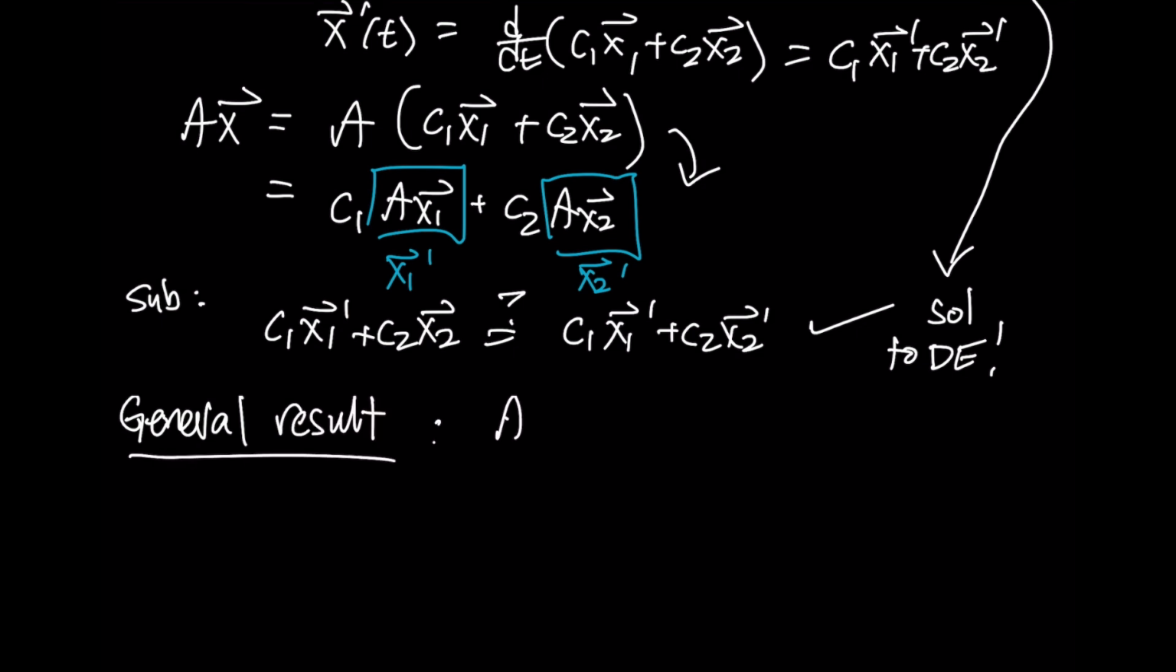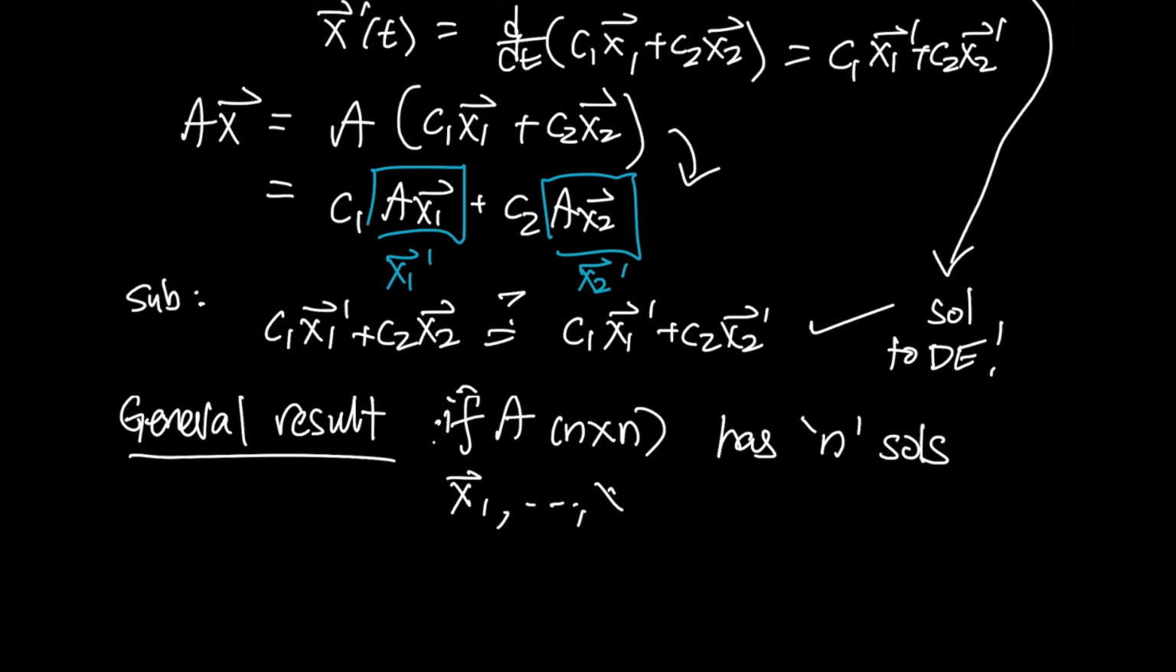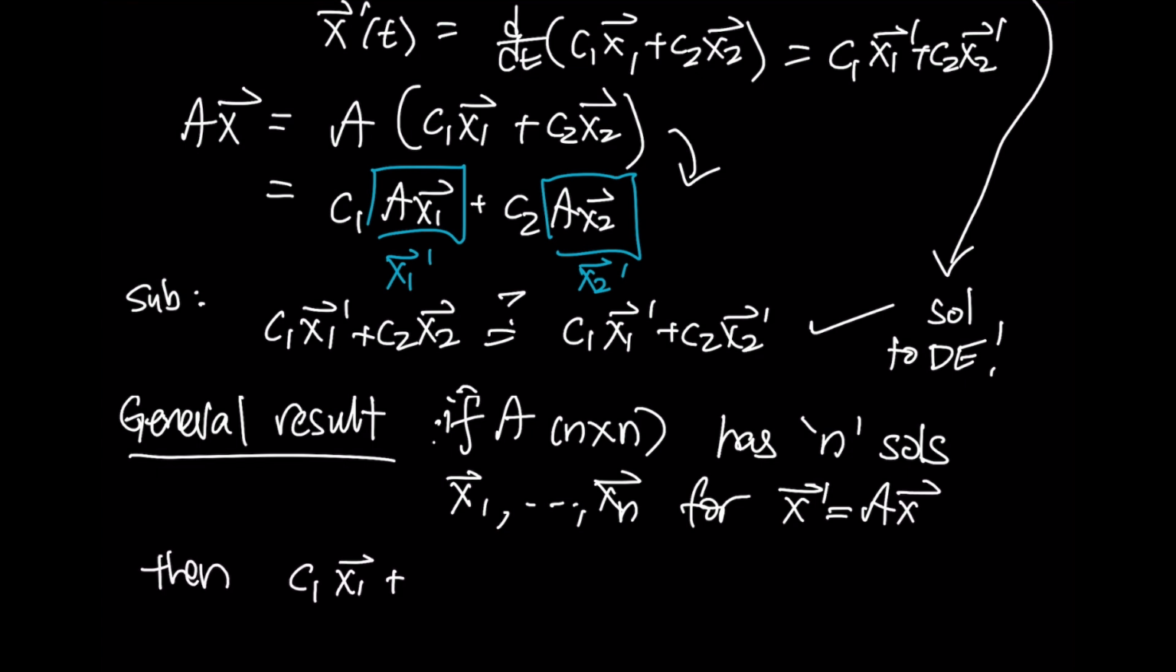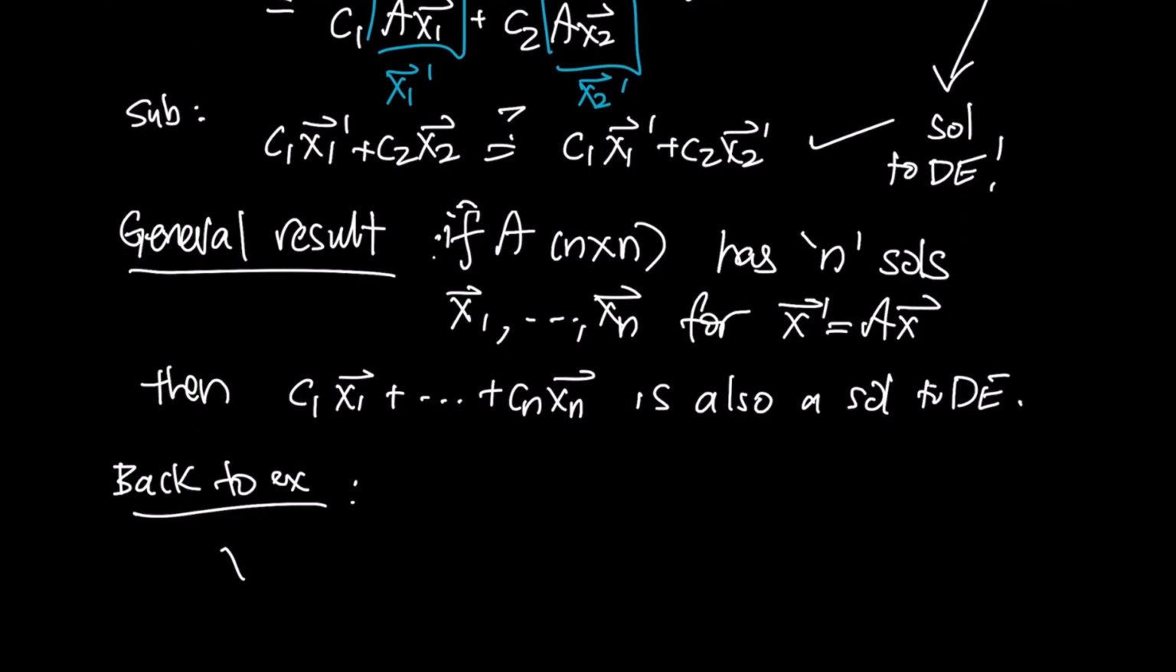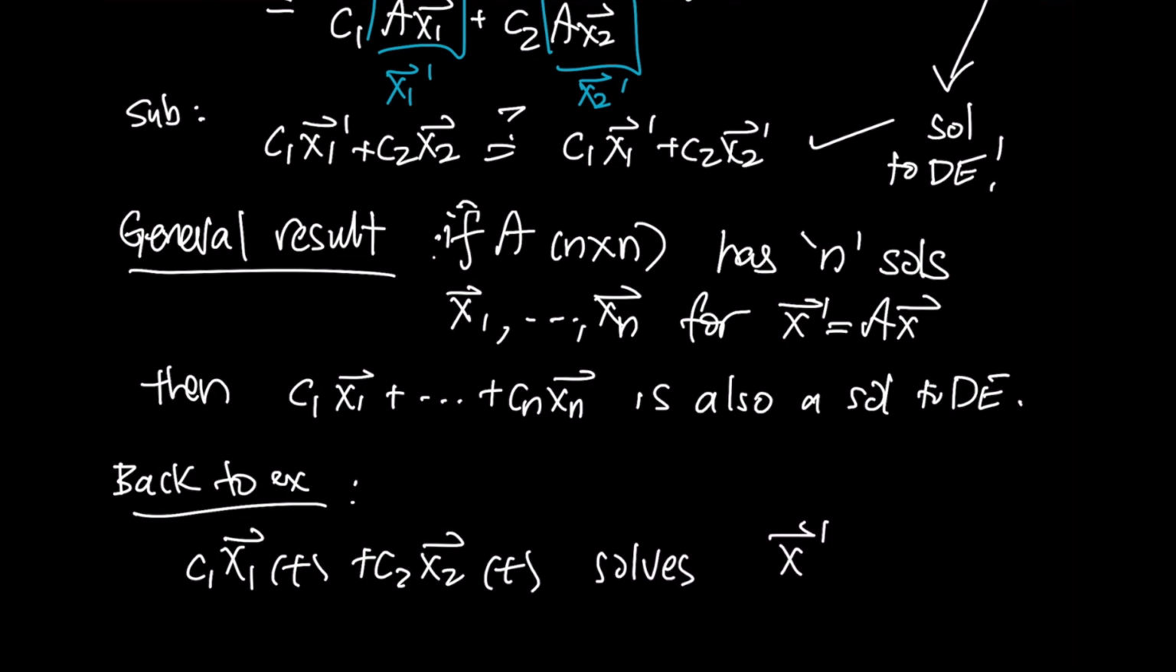If this matrix A has n different solutions, x1 all the way down to xn, for this system x prime equals Ax, then it will turn out that any linear combination of those solutions is also a solution to the DE. So back to our example, C1 x1 of t plus C2 x2 of t will solve this particular system, [2, 1; 1, 2] times x.